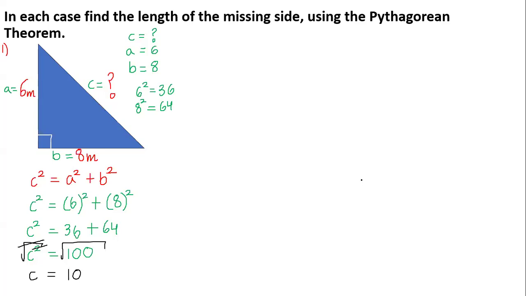And we're supposed to put the units or something? We need to put the units. So C is equal to 10 what? 10 meters. Very good.